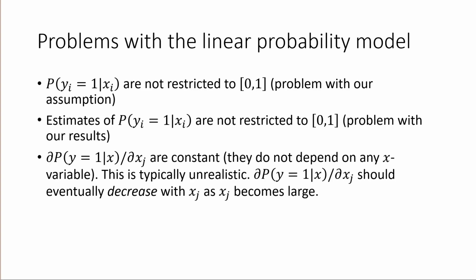So this might be the most important problem with the linear probability model. That is, it assumes constant marginal effects. It's assumed that the change in the probability of passing the exam is constant and it doesn't depend on the x variable. Now, what must happen is that this probability must eventually decrease as the x variable becomes large. And it's clear because if it doesn't decrease, then by just keeping on increasing the x variable, the probability would go over 1.